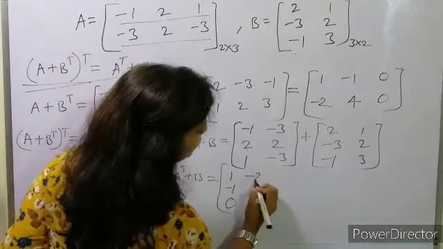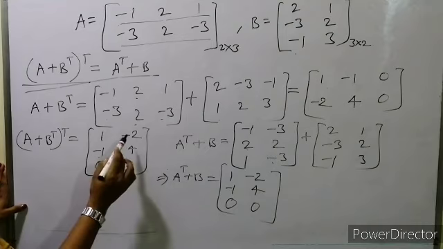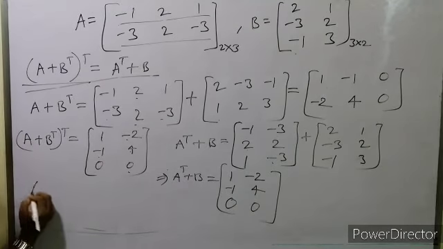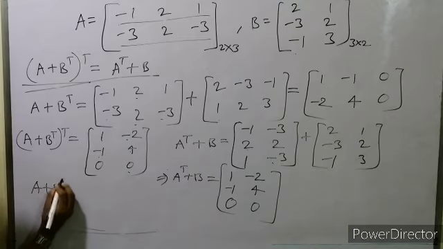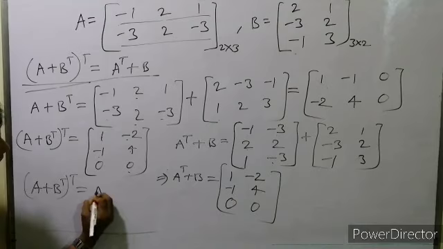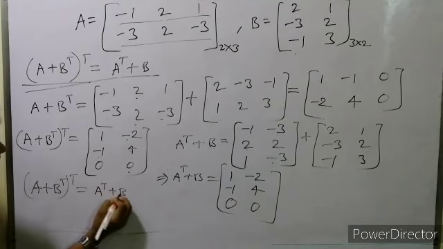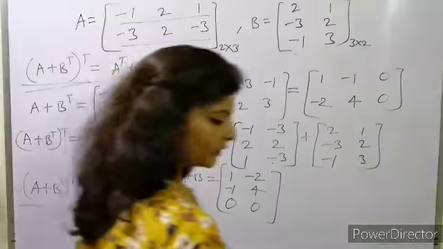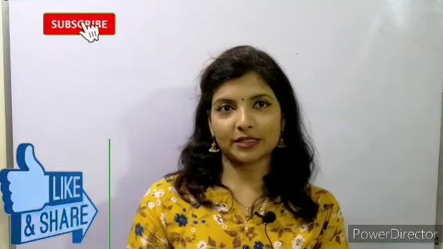Now compare these. 1 minus 1 0, 1 minus 1 0. Minus 2 4 0, minus 2 4 0. So we can say that the transpose of A plus B transpose will be equal to A transpose plus B. Hence proved. Okay? I hope you understood the concept.